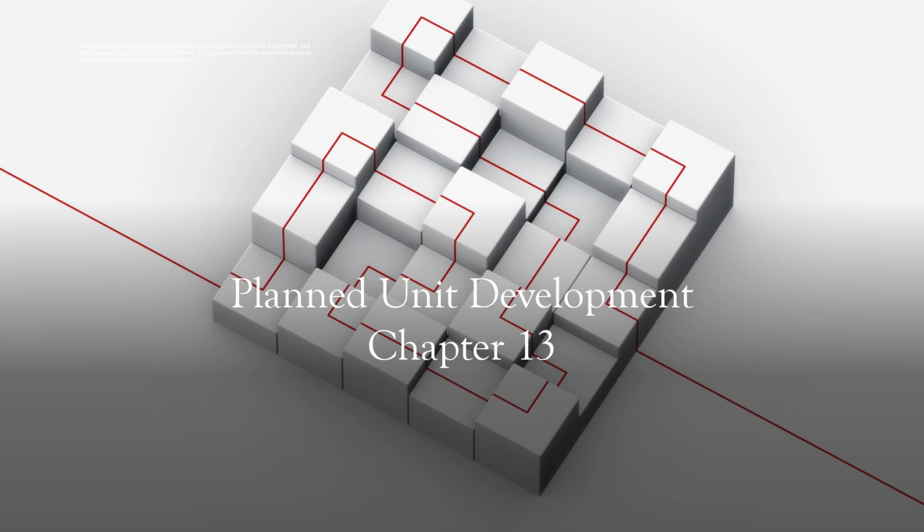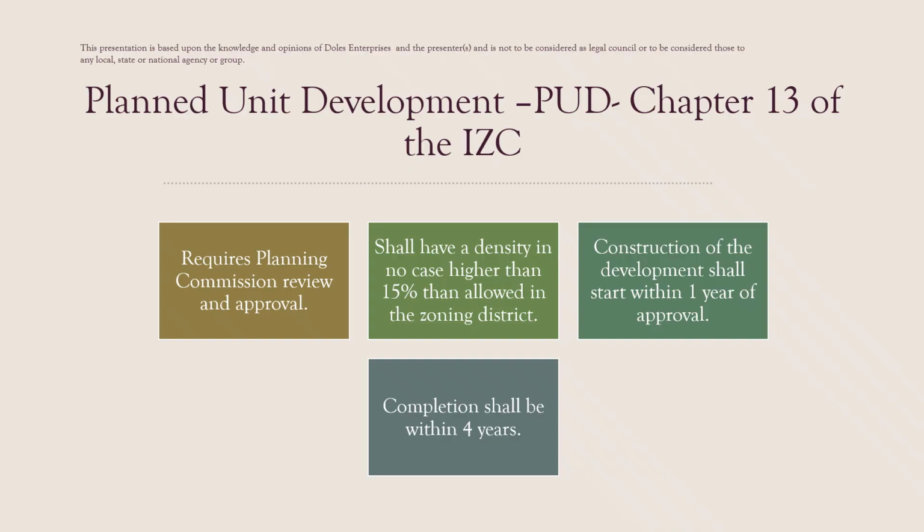A planned unit development, or PUD, is a specialized type of subdivision that describes a large-scale real estate development project. Planned unit developments shall be allowed by Planning Commission approval in any zoning district. No planned unit development shall have an area less than that approved by the Planning Commission as adequate for the proposed development. Density of land use shall in no case be more than 15% higher than allowed in the zoning district.